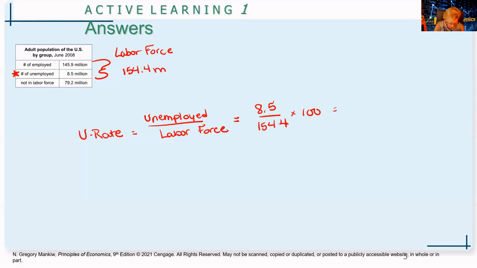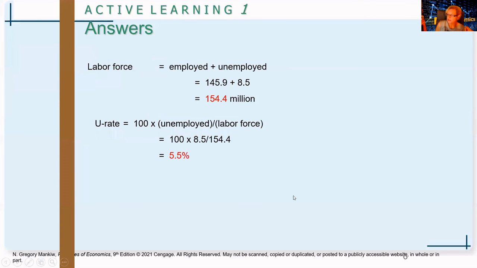So let me go ahead and do that. I have 5.51. So that's what the unemployment rate would be in this scenario. And let's check our answers just to be sure. 5.5. I might have keyed in something a little bit incorrectly here, but 154.4 is the labor force, and the unemployment rate is 5.5. I usually ask students at this point, is 5.5 bad?